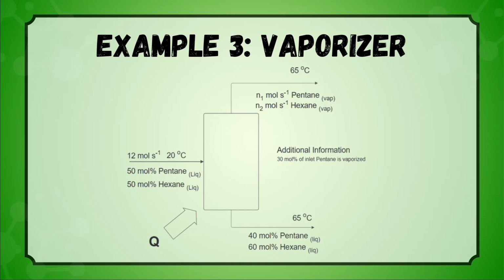To solve this, we must first perform mass balances to determine the flow rates of pentane and hexane in both liquid and vapor streams. Once we have those values, we can calculate the change in enthalpy for each component and apply the law of conservation of energy to determine the heat duty. Let's start with the mass balances.